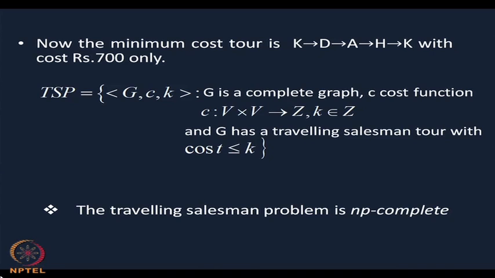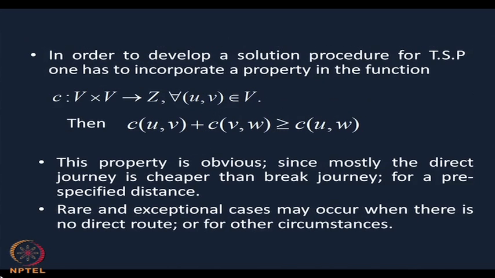So, the travelling salesman problem can be described as a triplet of 3 elements G, C and K, where G is the complete graph. I am talking now in terms of graph only, and there is a cost function C from V to V, and G has a travelling salesman tour with cost less than or equal to T. And the travelling salesman problem, as I told you, is an NP complete problem, that is, it cannot be solved in polynomial time. So, we say that it is an NP complete problem.